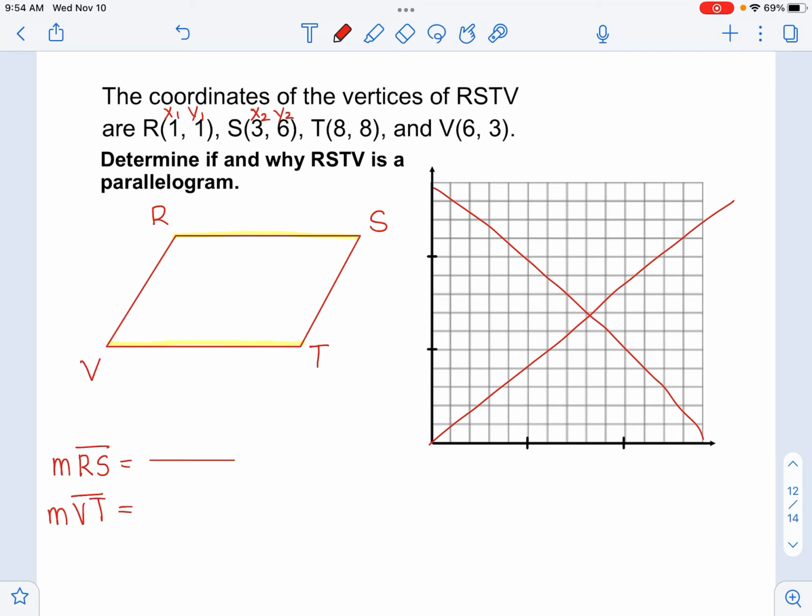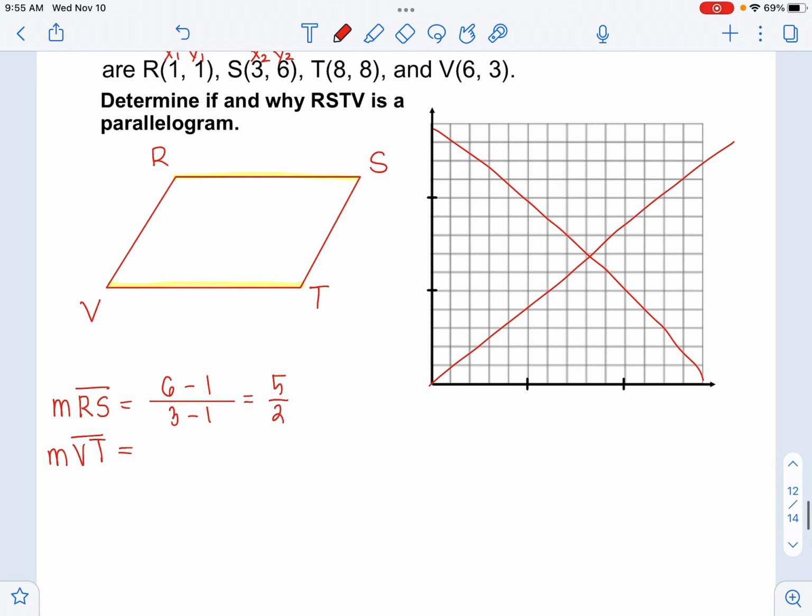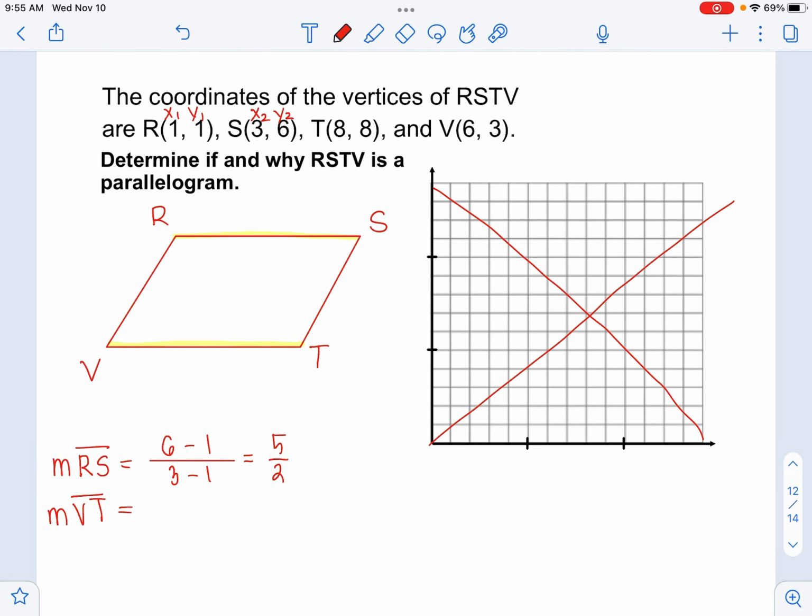So RS slope: y2, which is 6, minus y1, which is 1, over x2, which is 3, minus x1, which is 1. 6 minus 1 is 5. 3 minus 1 is 2. So 5 over 2. That's not simplifiable, so I'm going to leave it. Now I'm going to do VT.